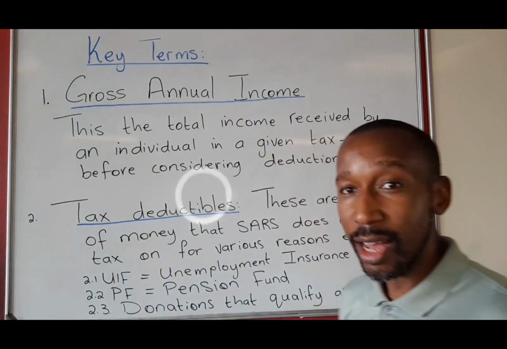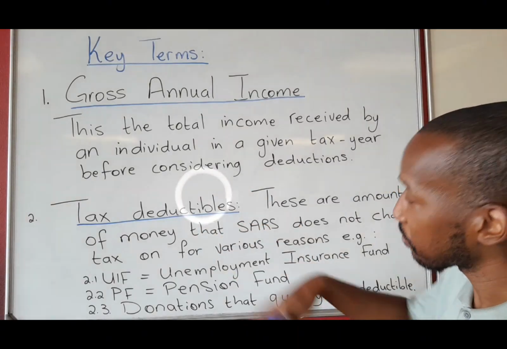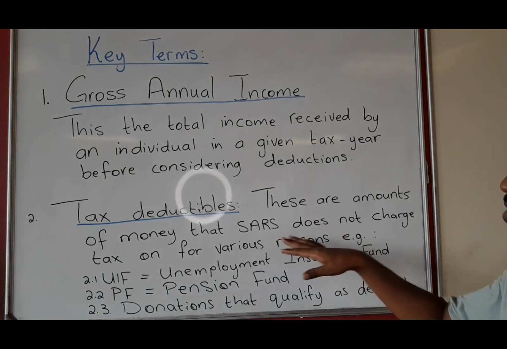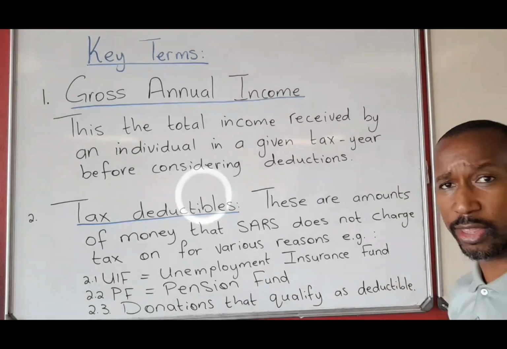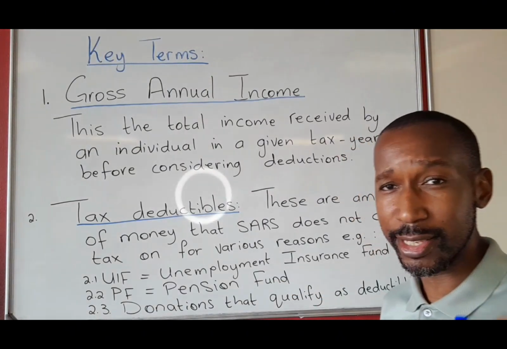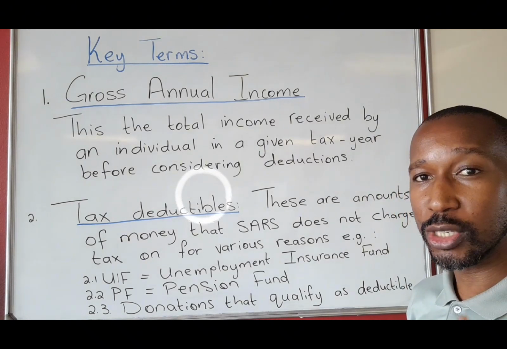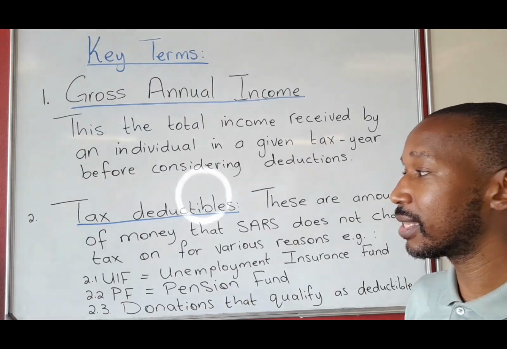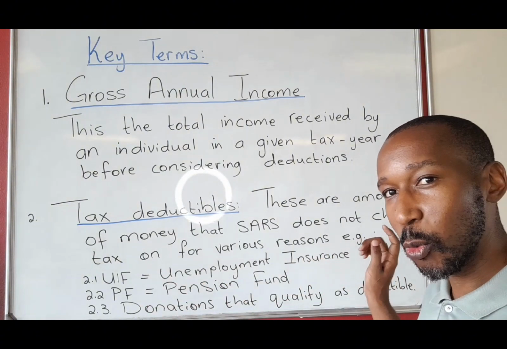Now, additional to that, we are going to look at tax deductibles. Tax deductibles, we are referring to amounts that SARS does not charge tax on. There are various reasons for this, but if you can remember what I said you must highlight in the previous section, it is important to note that SARS does not charge tax on money that is deducted for the Unemployment Insurance Fund. Now, why is that?